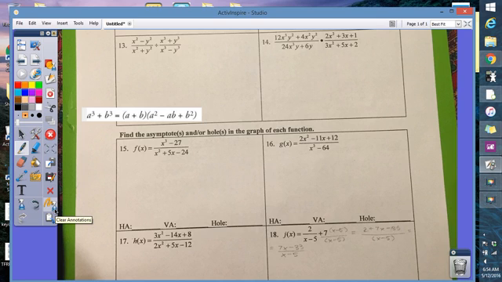Horizontal asymptotes, if the degree of the numerator is less than the degree of the denominator, you've got a horizontal asymptote at 0. If the degree of the numerator is greater than the degree of the denominator, you do not have a horizontal asymptote, but you could have a slant asymptote. If the degree of the numerator is equal to the degree of the denominator, you're going to divide the coefficients. 3 divided by 2. That's your horizontal asymptote.